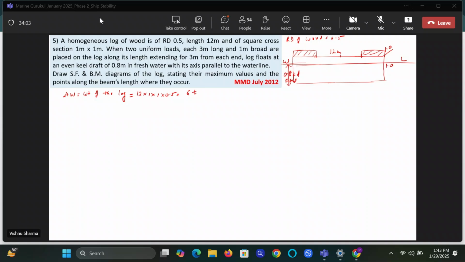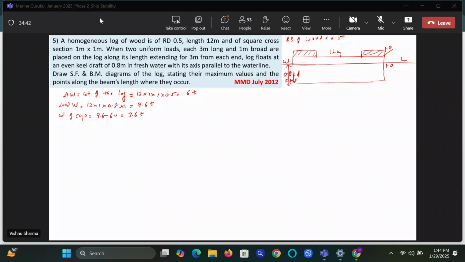And then she has a load displacement. What is that? That is by law of flotation. That will be underwater volume 12 into 1 into 0.8, the underwater volume of the log, multiplied by the density of fresh water. So this is 9.6 tons. Am I right, class? Yes or no? Correct. This will give you the weight of cargo, which will be 9.6 minus 6, the rest is cargo, 3.6 tons.